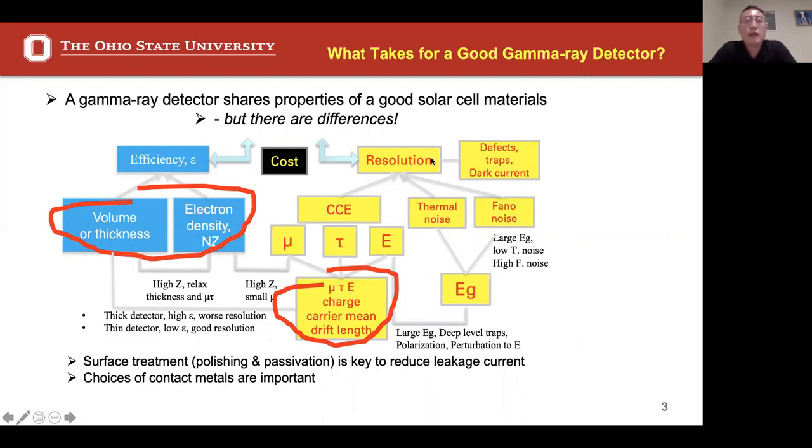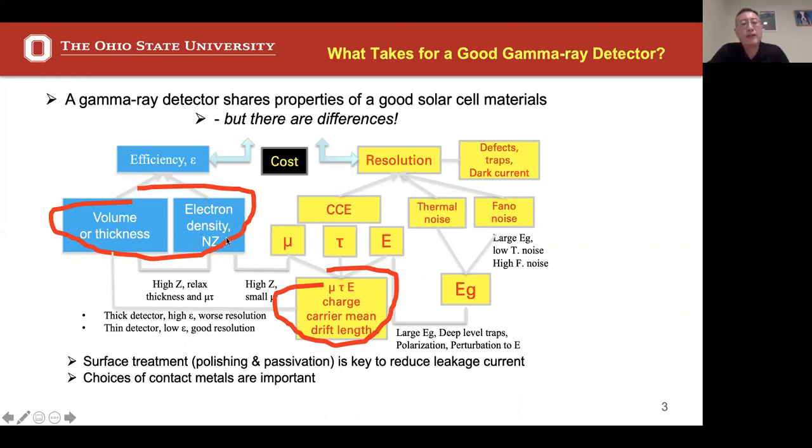About 10 years ago, perovskite became a very popular solar cell material, achieving a power conversion efficiency of about 23%. It takes only several years to accomplish what silicon has done for decades. But to see whether that is good for radiation detection, we have to look at efficiency, cost, and resolution. If you look at efficiency, it really has to have a large volume. That's the difference between radiation detection and solar cells.